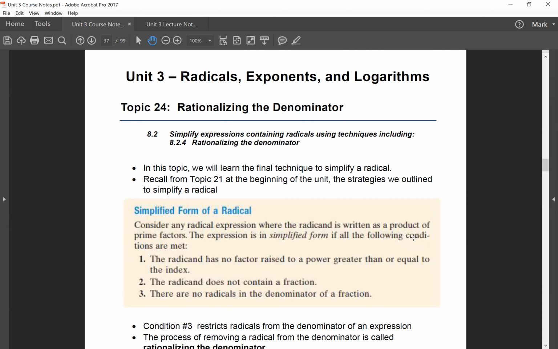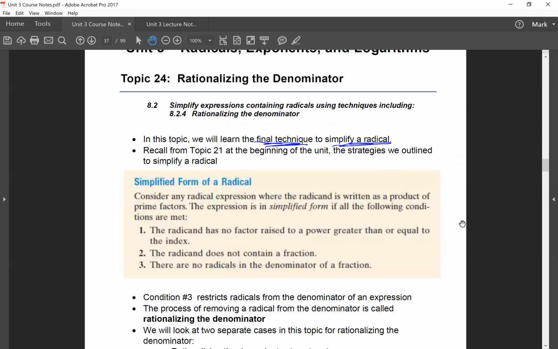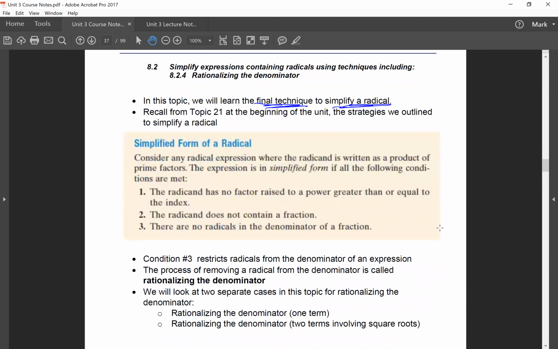So rationalizing the denominator. We will learn in this topic the final technique for simplifying a radical. Okay, so topic 21, we looked at simplifying a radical, and we kind of continued on through other topics. So what we're going to do is look at the last possible thing you could do to simplify a radical, and it's called rationalizing the denominator. What we're going to look at right now is the process of removing a radical from a denominator.